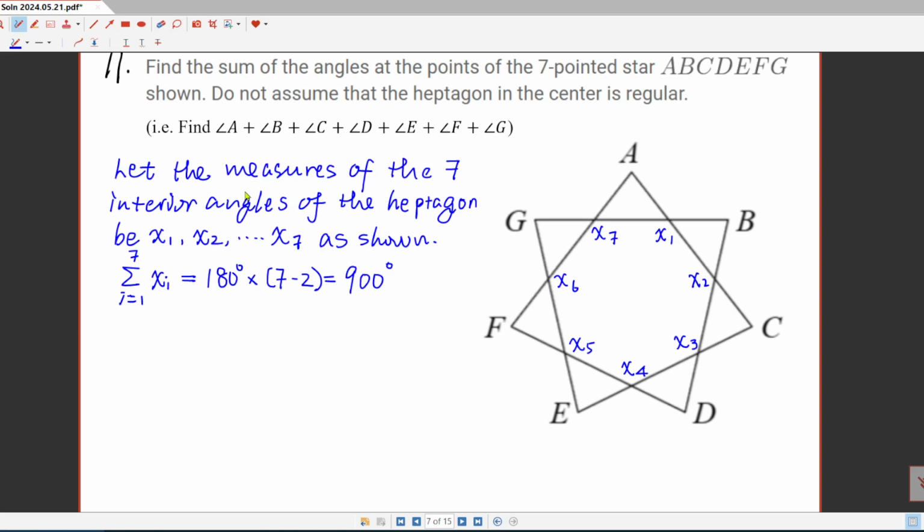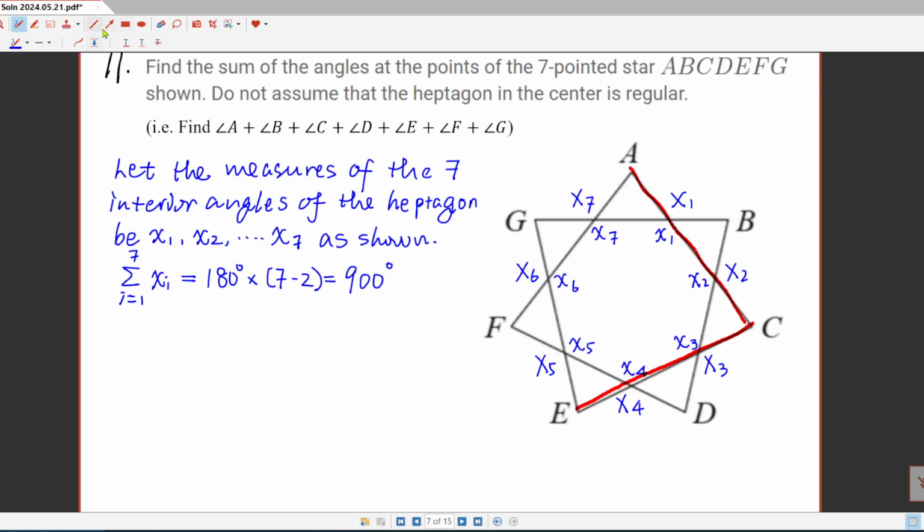Okay, next let's use a quadrilateral A, C, E. Well, let's call this x6, for example. This point is x7, this point is x1, x2, x3, x4, x5.